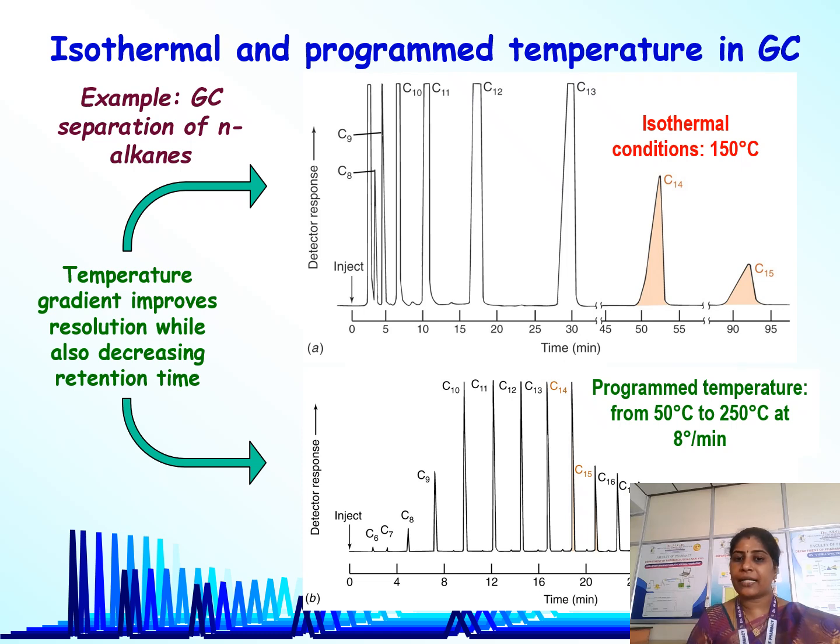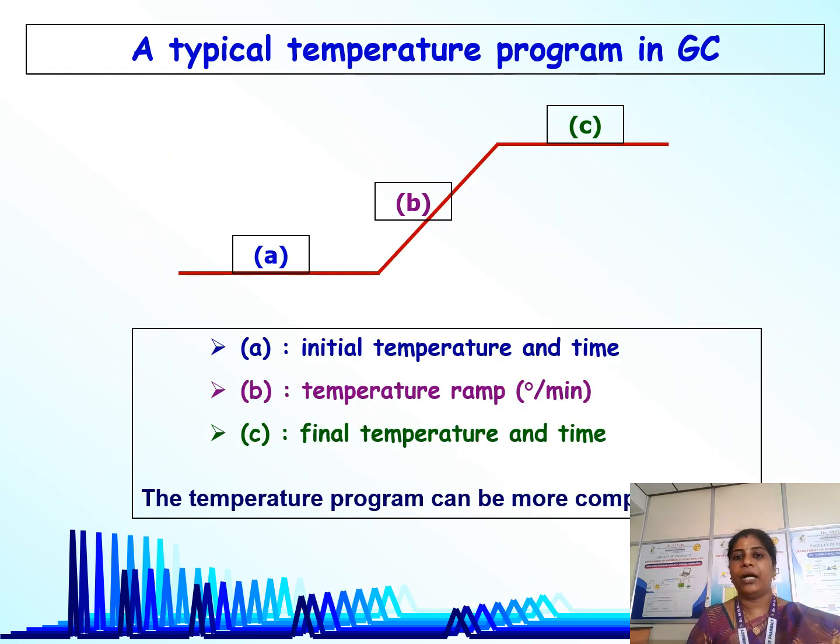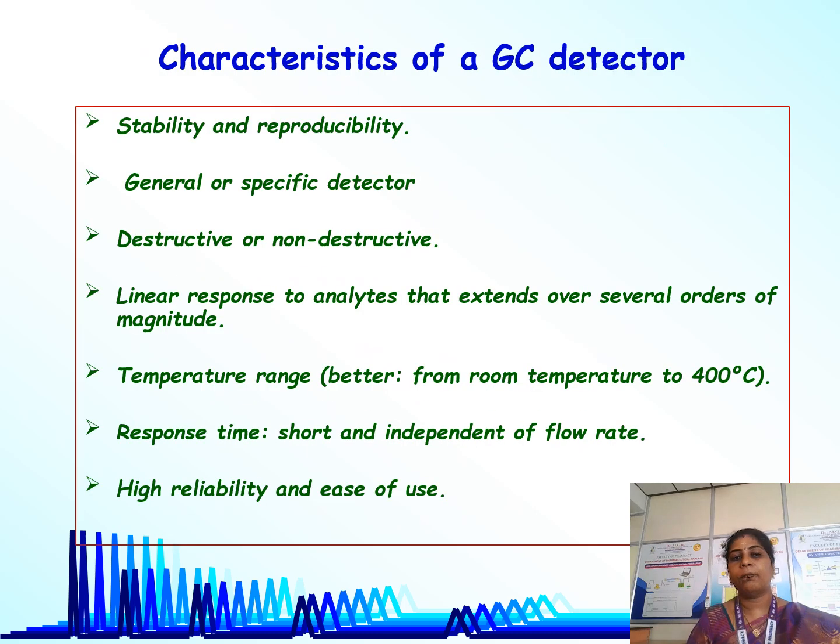Taking time along the x-axis and detector response along the y-axis, injection of the sample takes place, with components from C1, C2, C3, C4 up to C18, and the temperature was recommended at around 150 degrees Celsius. A typical temperature program in gas chromatography has an initial temperature and time, a temperature ramp, which is measured in degrees per minute, and a final temperature and time. A temperature program can separate more components.